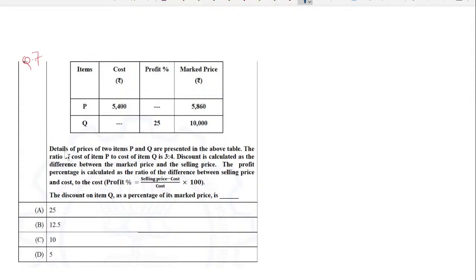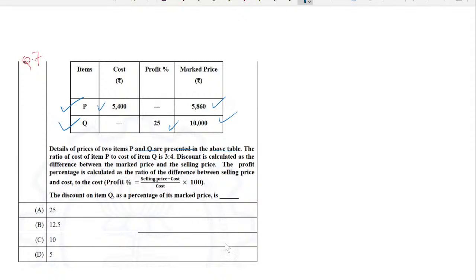Item details of price of the two items P and Q are presented in the above table. So this is item P and Q. Cost of P is given, Q is not given, profit percentage is given here as 25%, and mark price is given in each case.